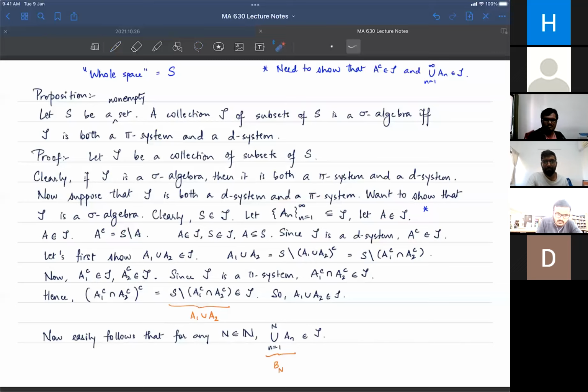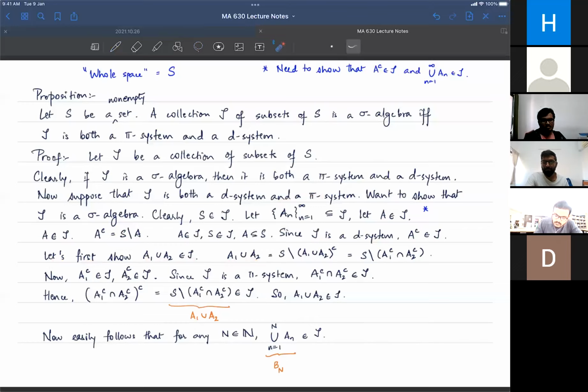So the first step is to show that if A1 and A2 are in S, then A1 union A2 is in S. If you do that, then you can show that if A1, A2 through AN are in S, then the union of all of them is in S. Then you extend it to the union over i going from 1 to infinity. So that's the plan. Let's first show A1 union A2 is in S.